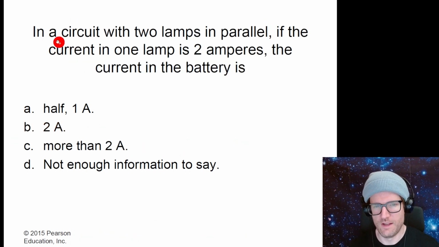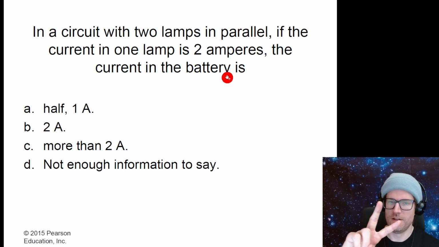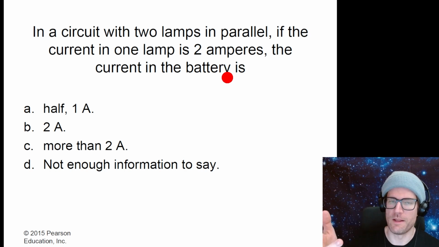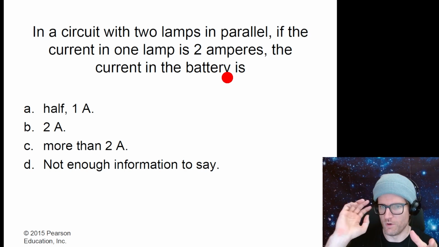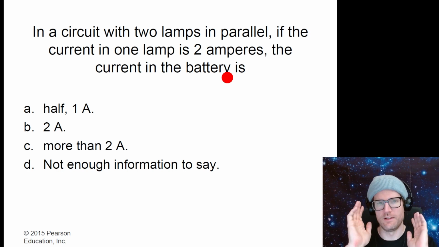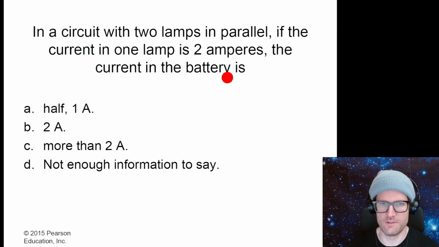Okay. In a circuit with 2 lamps in parallel, if the current in one lamp is 2 amps, the current in the battery is, well, there's 2 lamps in parallel. The current being provided by the battery has to provide current to one lamp and the other lamp. If one lamp has 2 amps, then with the 2 lamps together, the amount of current has to be more than 2. So it's got to be C.